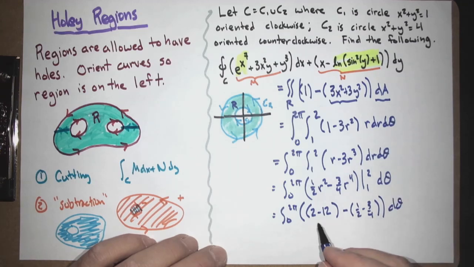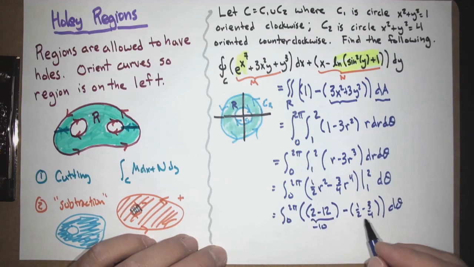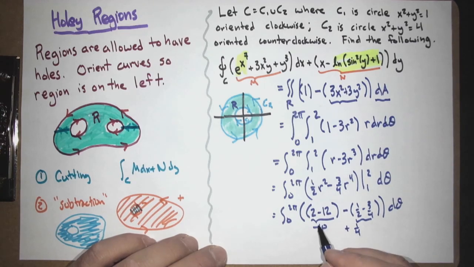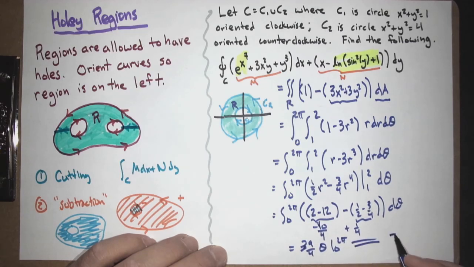Well, this is all a constant. So 2 minus 12 is negative 10. 1/2 minus 3/4 is negative 1/4, but we're subtracting it, so that becomes plus 1/4. Negative 10 is the same as negative 40/4, plus 1/4 makes this 39 over 4. And then theta valued 0 to 2 pi. So that gives us a grand total of 39/2 pi. Negative 39/2 pi. Thank you. Good.